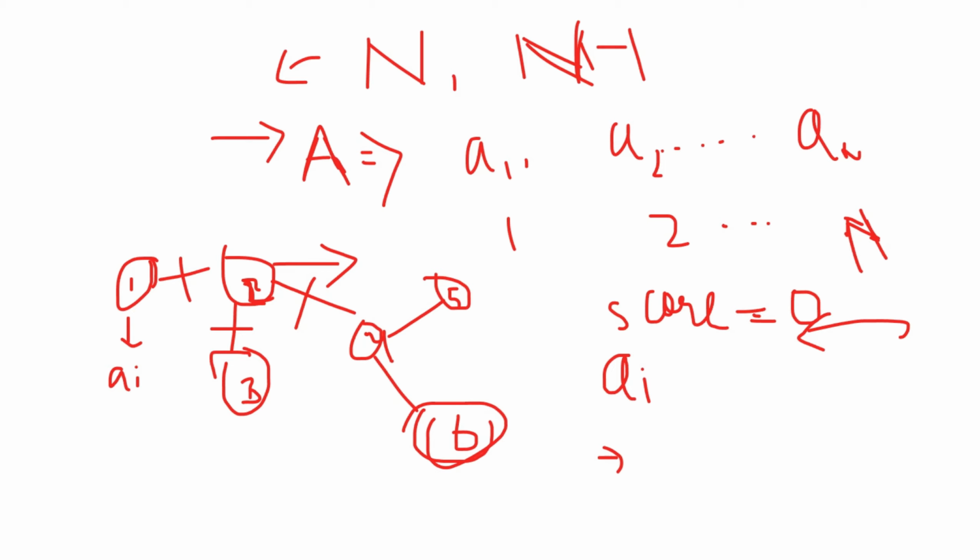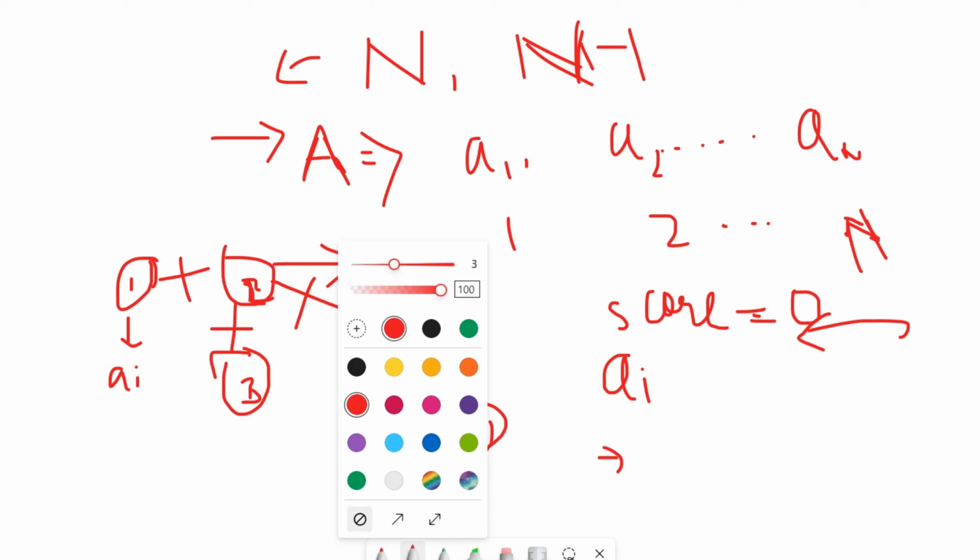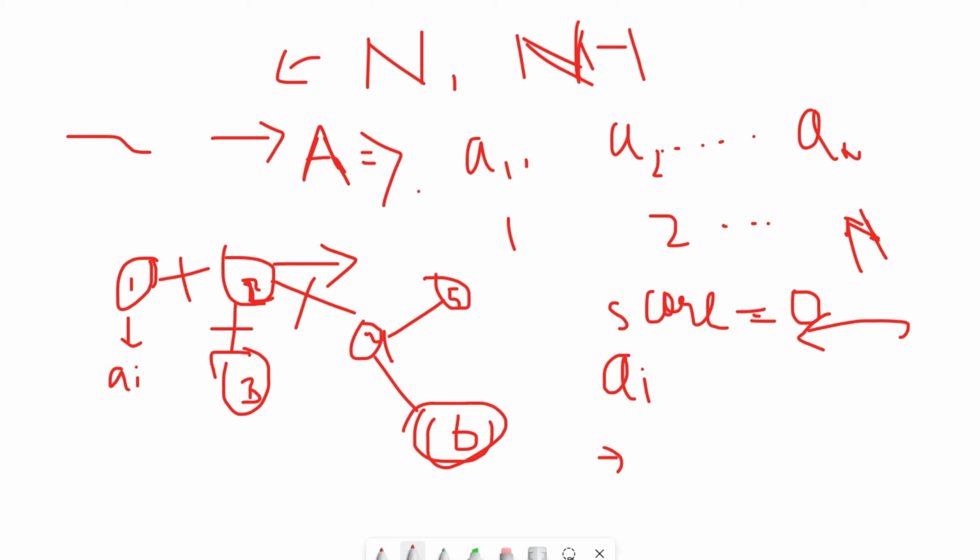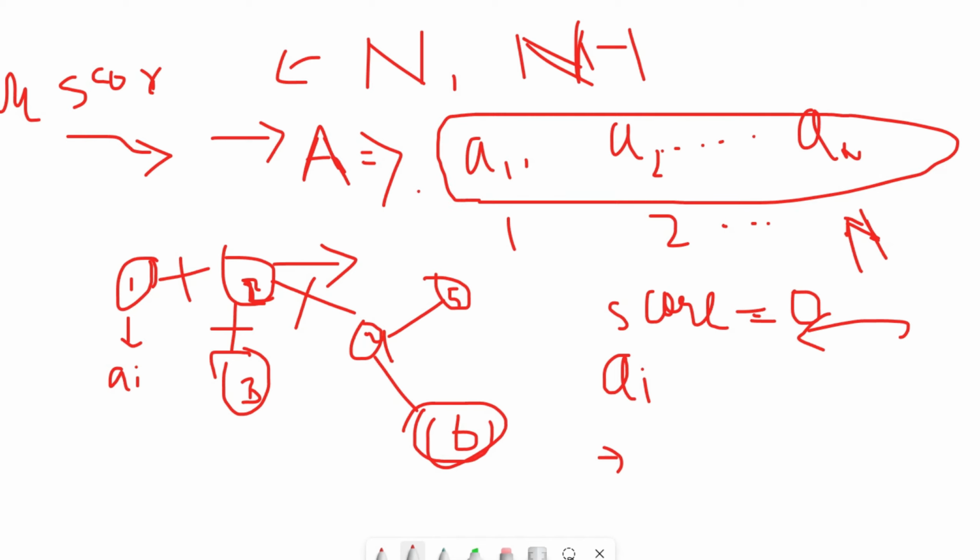So for this problem, if I ask you what is the maximum score that you can form, the simple answer would be the sum of values of all the nodes, that is a1 plus a2 plus an. This could be the maximum score. It can be the sum of the values of all nodes. This is the maximum possible, but it will only be possible if all the nodes are of odd degree.